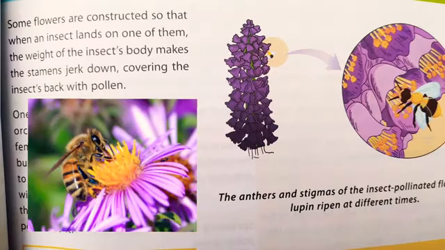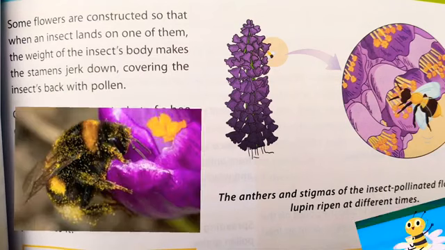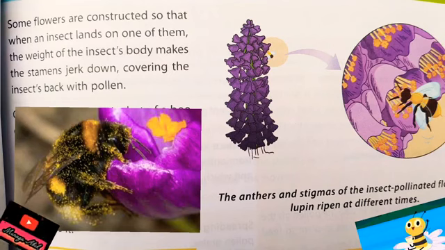We say flowers are very beautiful, but they are genius too. Some flowers are constructed so that when an insect lands on them, the weight of the insect's body makes the stamen jog down, covering the insect's back with pollen. This will help the pollination a lot.